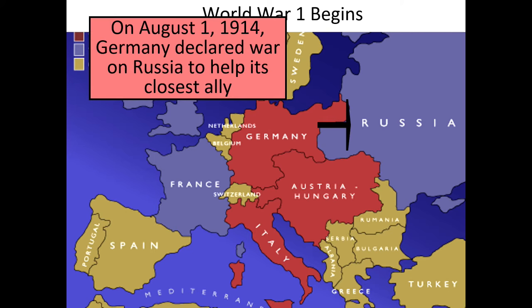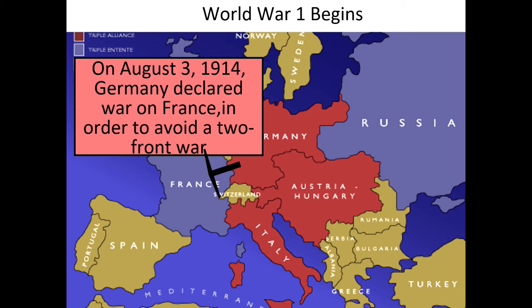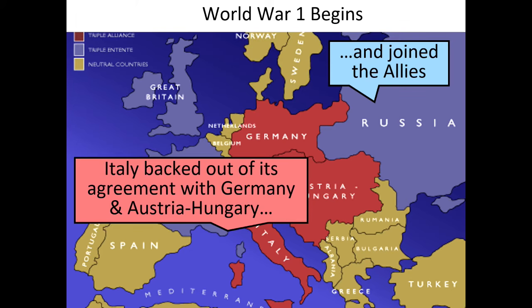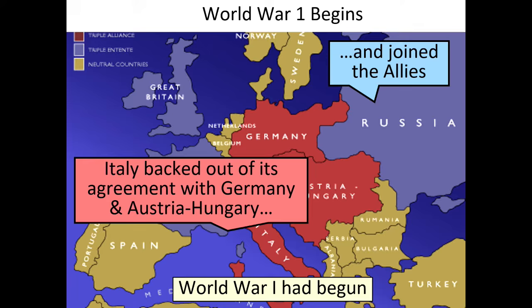On August 1, 1914, Germany declared war on Russia to help its closest ally, Austria-Hungary. On August 3, 1914, Germany declared war on Russia's close ally, France, in order to avoid a two-front war between France and Russia. On August 4, 1914, England declared war on Germany and Austria-Hungary to protect its ally, France. Italy backed out of its agreement with Germany and Austria-Hungary and joined the Allies. World War I had begun.